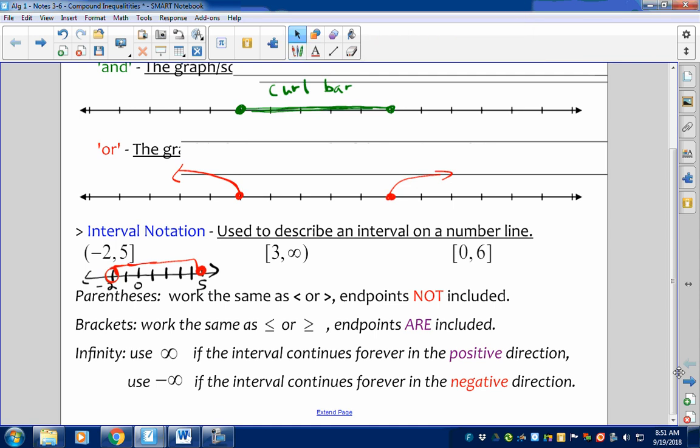The next number line here, you can just draw a generic number line. Place 3 anywhere on there you want to. Am I going to have a closed or open circle at 3? Closed circle at 3. And then it says down here, use infinity if the interval continues forever in the positive direction. So this infinity means it continues forever in the positive direction. So we would just go like this, shade to the right, and it just keeps on going. This is equivalent to saying x is greater than or equal to 3. This says the same thing as that.